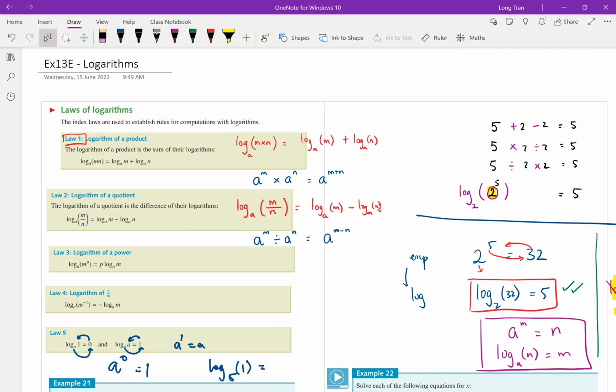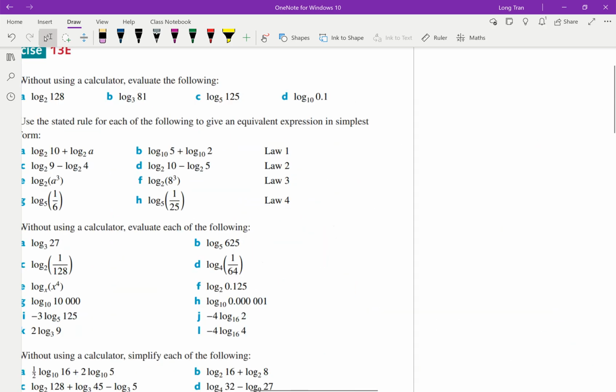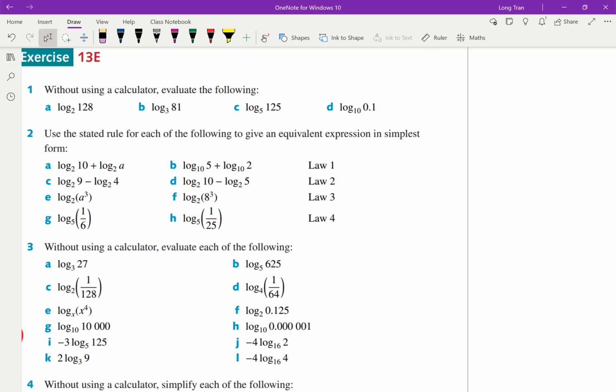You probably can't tackle this yet until you get used to the rules and the conversion. So we're going to get you to practice in exercise 13E. Let's pick some questions to do now. Okay, so let's have a look. It says here, now that you understand the conversion, let's see how much you understand.